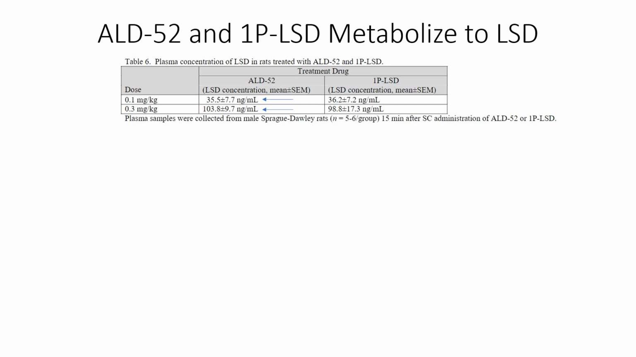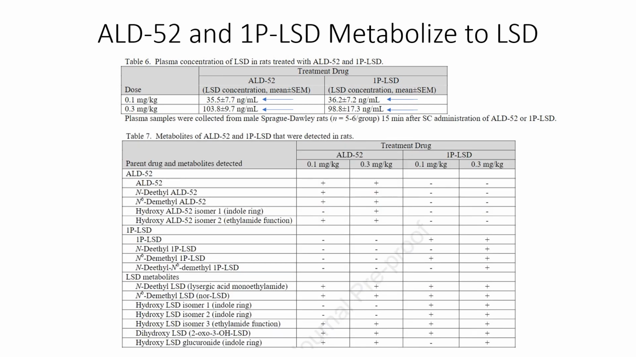If we inject 1P-LSD into Sprague-Dawley rats at doses of 0.1 and 0.3 milligrams per kilogram, because there is a detectable amount of LSD inside of the blood, this would indicate that 1P-LSD is also metabolized into LSD. This next table is just trying to show all the possible metabolites both ALD52 and 1P-LSD are metabolized into. If we inject an animal with ALD52, we can of course detect ALD52 inside of the blood, but we cannot detect 1P-LSD, and we can detect LSD metabolites.